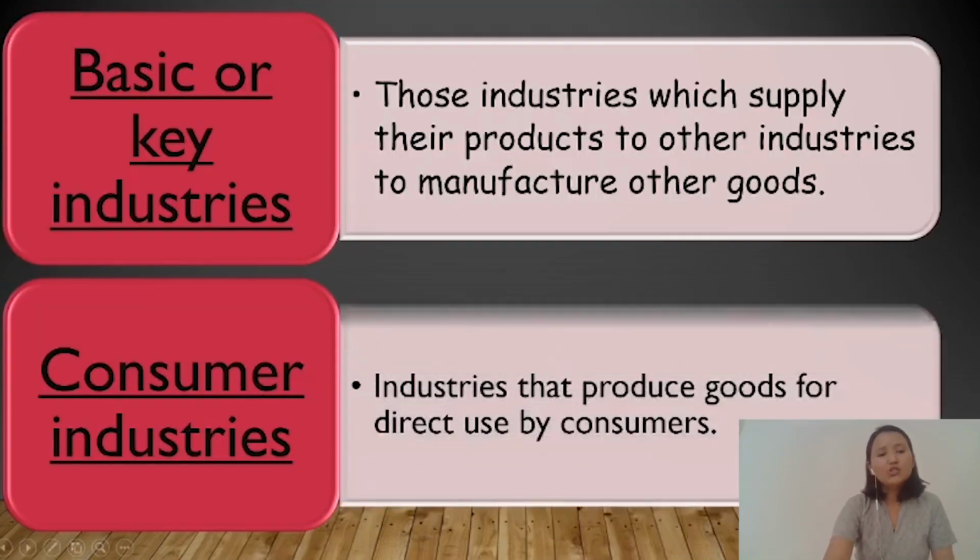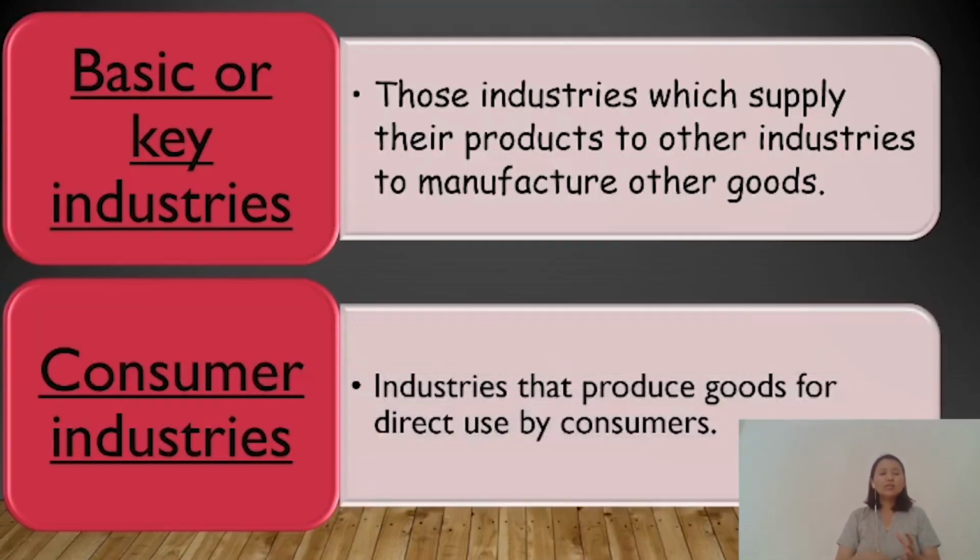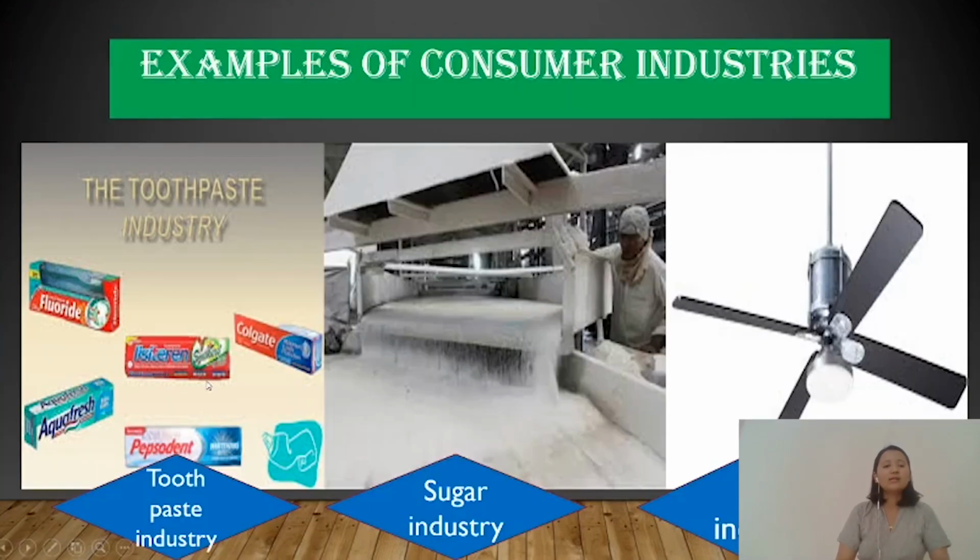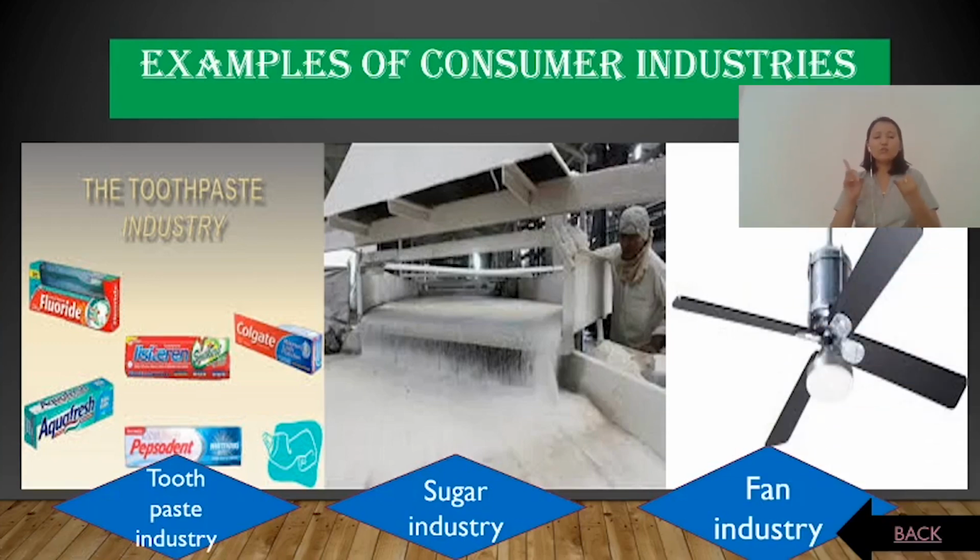So, consumer industry. Consumer industries are those industries in which products are produced mainly for the consumer, for the direct use by the consumer. So these products are directly made available to the consumer. Consumer means buyers. So examples of consumer industries are toothpaste industry, we have sugar industry, we have fan industry. So these industries, they produce a product and these products are directly available to us. Okay.